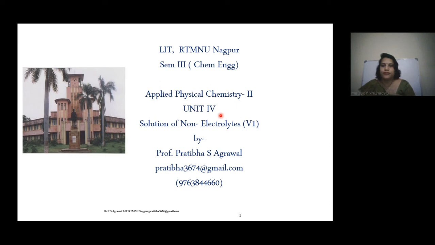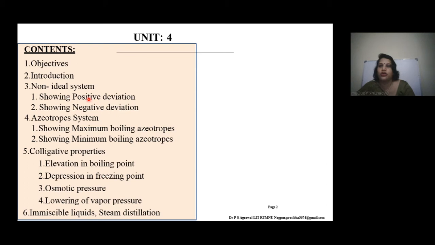Good morning. We are going to study Unit 4, that is the second part of the solution of non-electrolytes. In this, we are going to study some non-ideal systems. In Unit 3, we have studied the equations and the systems showing ideal behavior following Raoult's law. But here we will see the systems which are showing either positive or negative deviation from the ideal behavior. And also we will study some azeotropic systems having maximum and minimum boiling points.